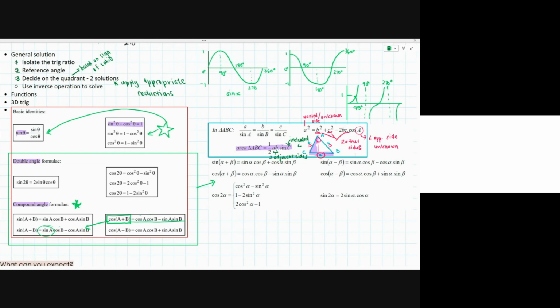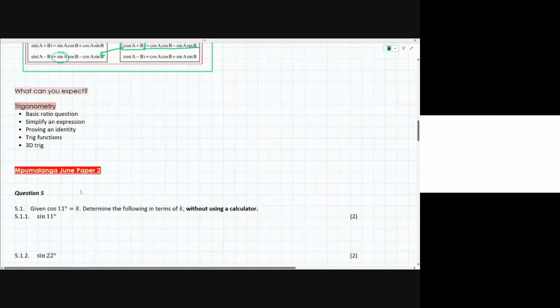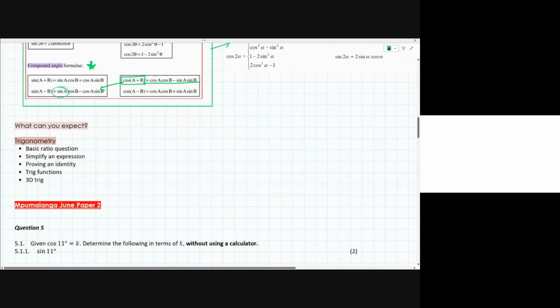Okay, so let's see what types of questions we can expect in trig. Trig generally consists of about 3 questions. Just scrolling here. So you get a basic sort of ratio question. It's either on the Cartesian plane generally, or it's a question where we say like cos of 15 degrees equals P, and then find these ratios in terms of P. So it's just a basic work with the Cartesian plane, work with a triangle, give me some ratios.